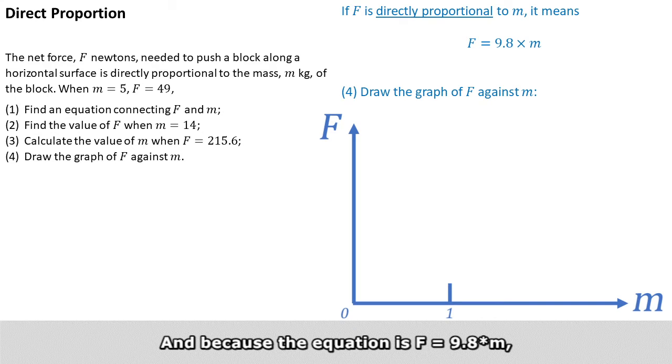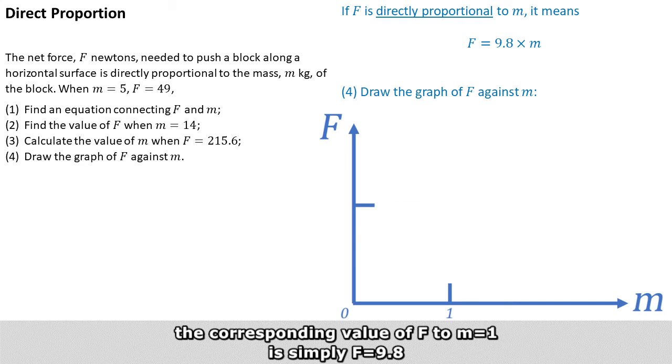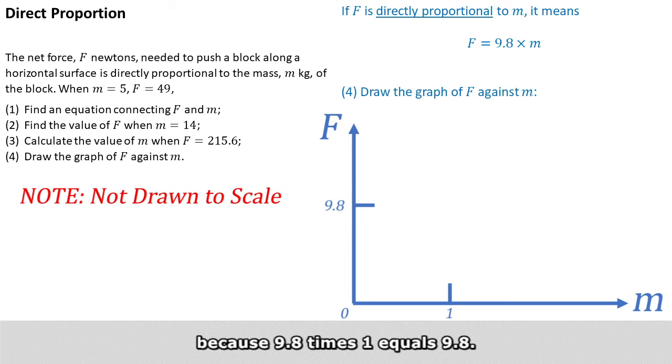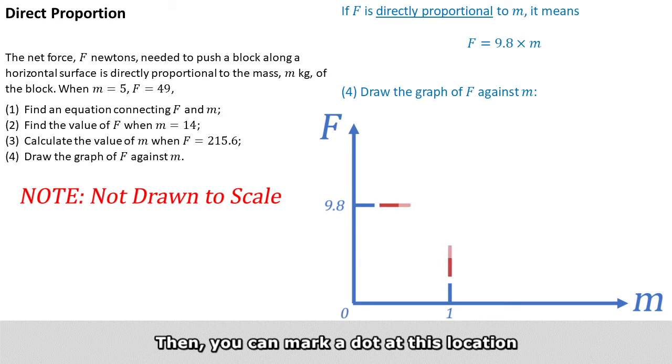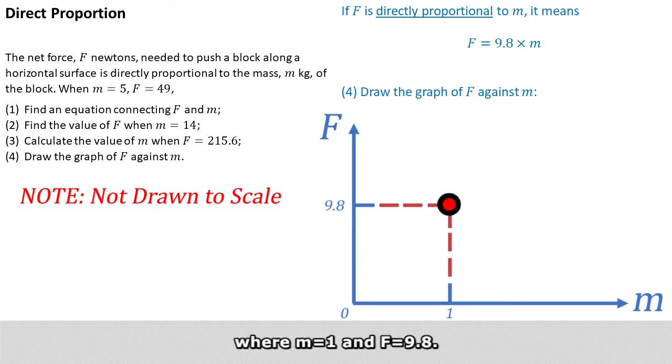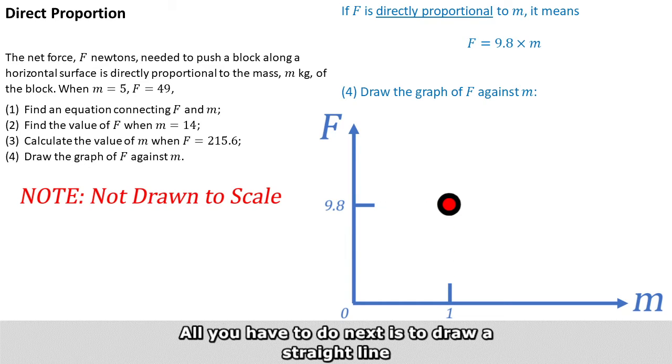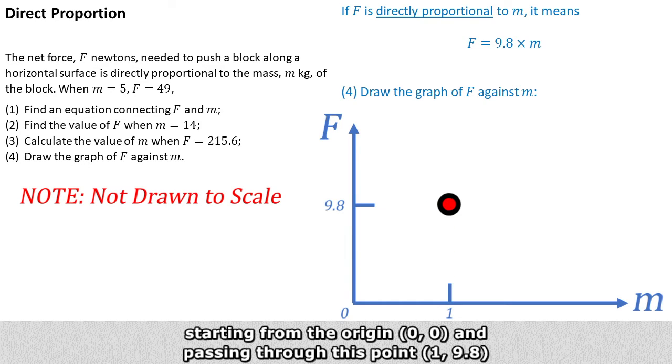And because the equation is f equals 9.8 times m, the corresponding value of f to m equals 1 is simply 9.8, because 9.8 times 1 equals 9.8. Then you can mark a dot at this location, where m equals 1 and f equals 9.8. All you have to do next is to draw a straight line starting from the origin, passing through this point.